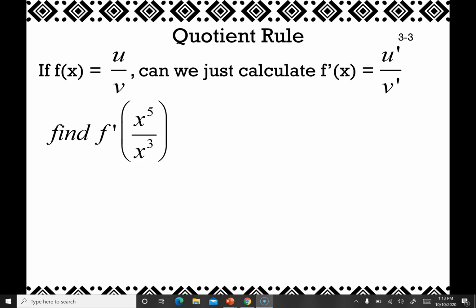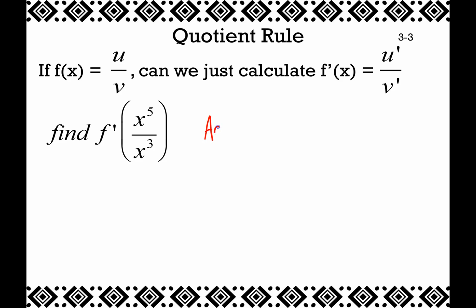So let's find f prime of x to the fifth divided by x cubed. Well, we know what the actual answer is of this. Even though it is division, we can simplify this to x squared because we are doing the division rule of exponents where we subtract 3. This would disappear and we're left with x squared. So this function really is f of x equals x squared.